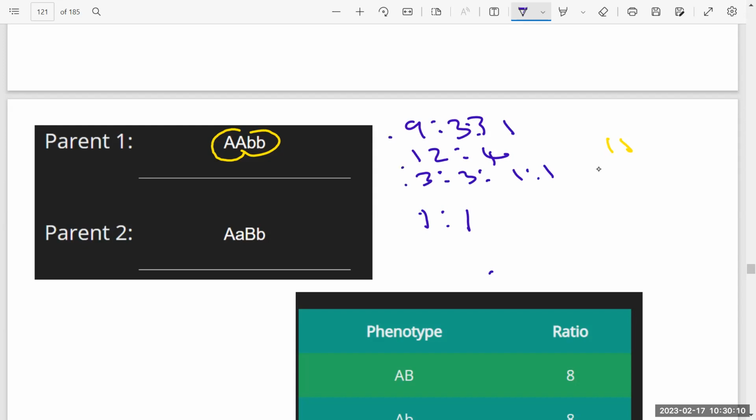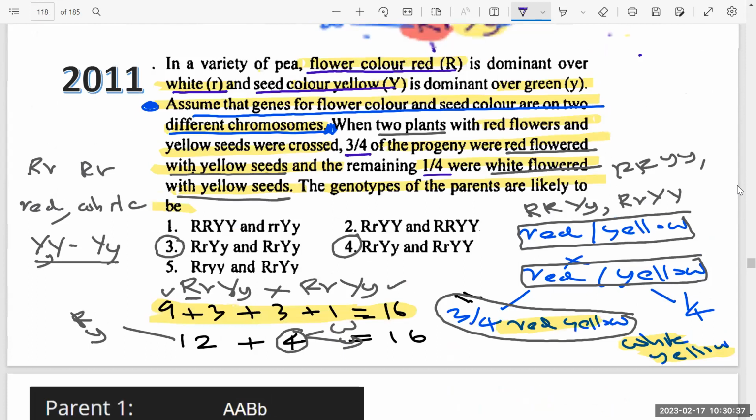So we could get four different types of phenotype ratios with the dihybrid cross if we change the genotype of one parent, keeping the other heterozygous. This might be useful to remember in case similar questions come with different ratios. We can save time and quickly find the answer. For example, the 2011 question.